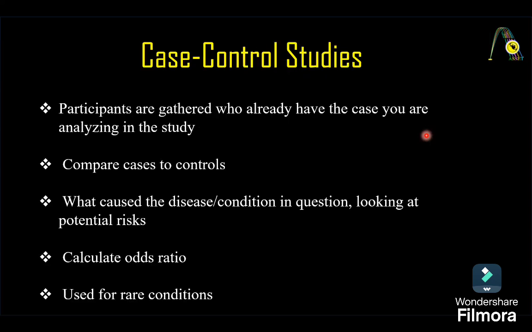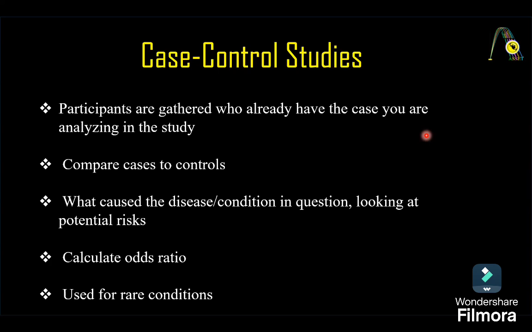Now we have the case control studies that we talked about. These are essentially where you gather participants who already have the case that you're analyzing. You're comparing those who are cases, who have whatever condition you're looking at, to controls, which are individuals that do not have the case. Like I mentioned before, you're seeing what caused the disease or condition in question, and you're looking at potential risks. And these risks in case control studies are called odds ratio. This is a statistical test that's done to look at what might have led up to the disease or condition that you're looking at.